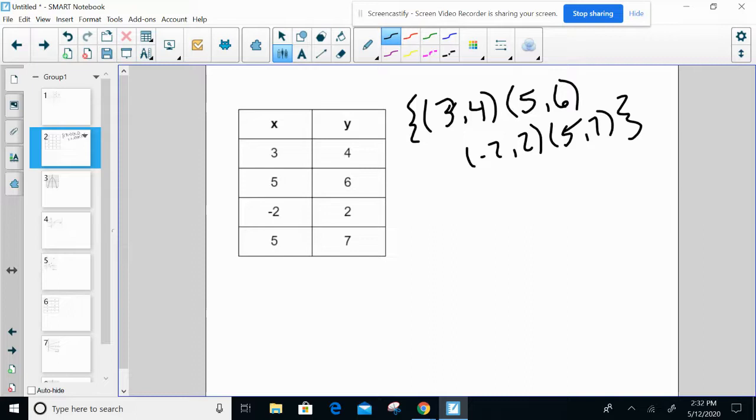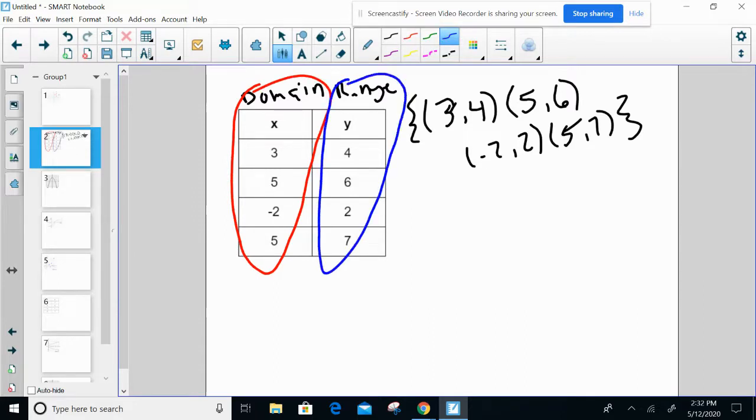Remember, and I'll do this one first actually. Domain is X, range is Y. So if it's in a table, it honestly organizes it for you. And then even same thing here. All of your X's are your domain, and all of your range is your Y values. And so on Study Island, you're just going to have to identify that.